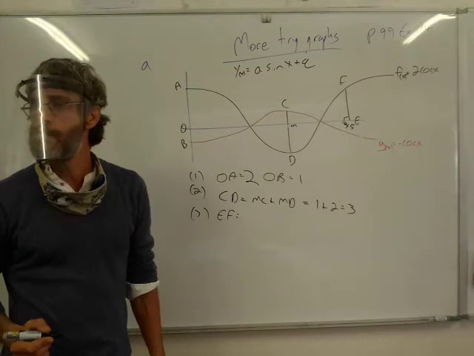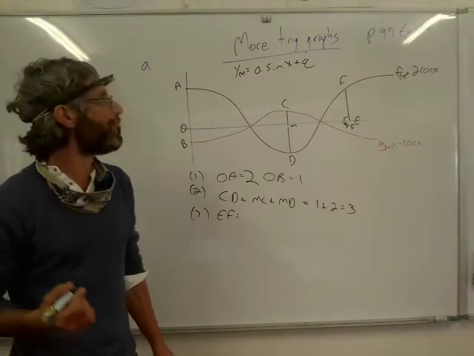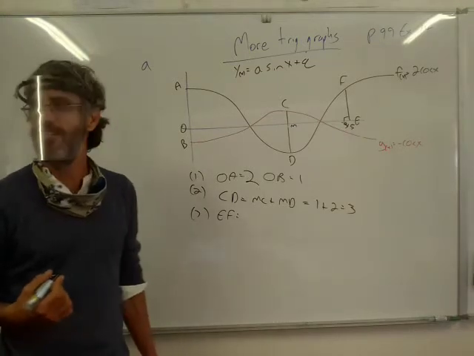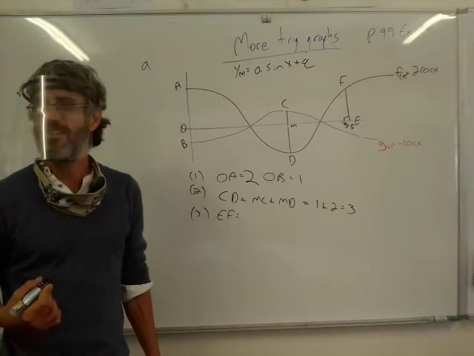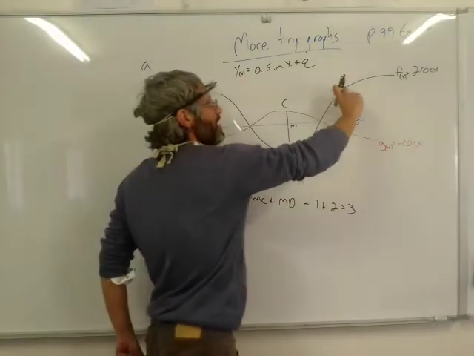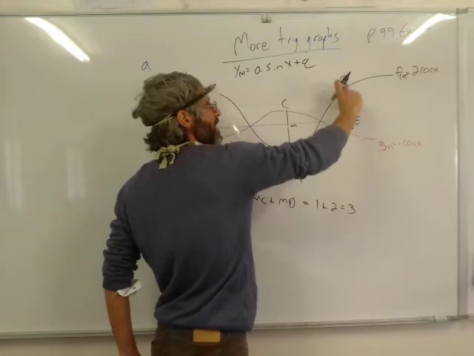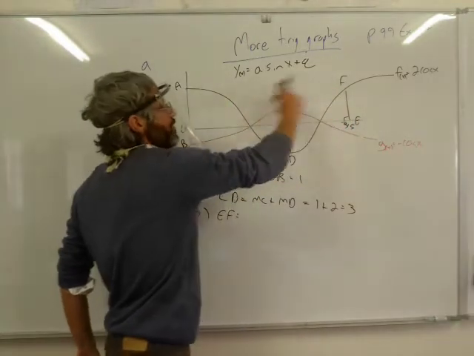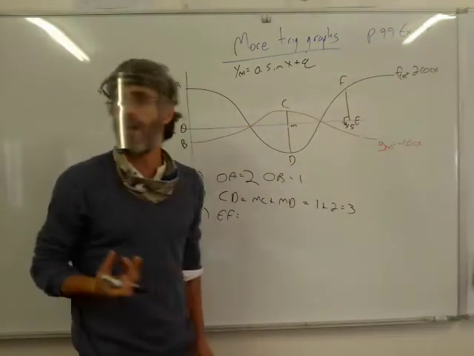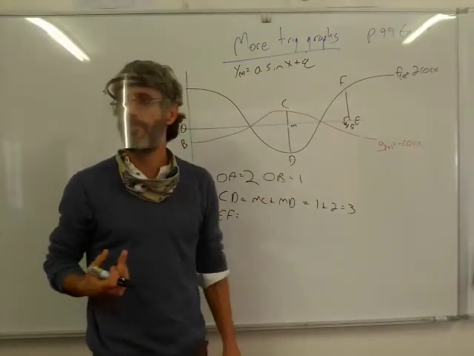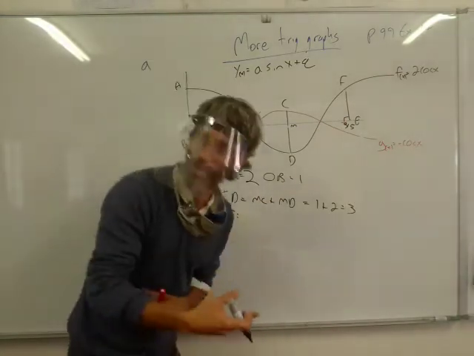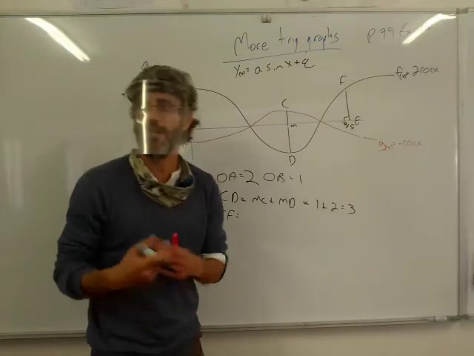What do I do with that 315? EF is basically the y value of this function. So how do I know what the y value is when x is equal to 315? I need to put the 315 into the function.